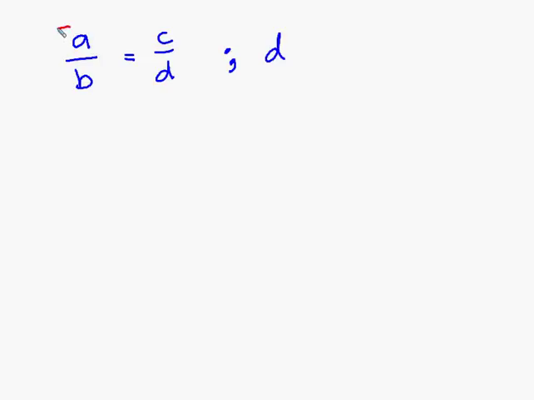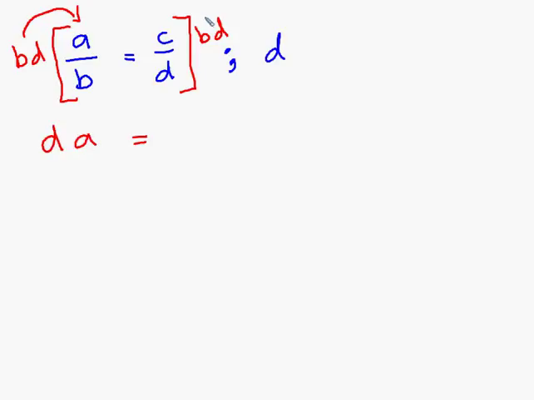Multiply by B. B times D is BD. And BD cancels with the B and leaves a D. Here, D cancels and leaves BC, and I'm solving for D, so what do I do? Divide by A. So D equals BC divided by A.